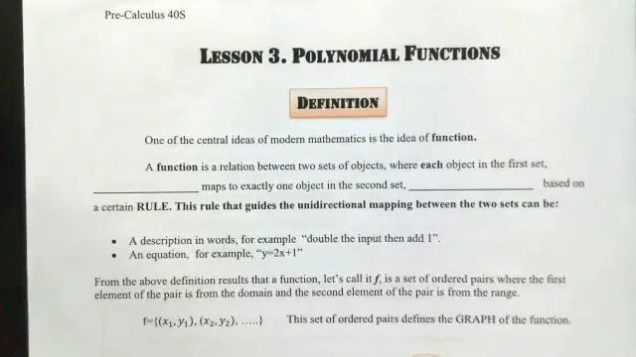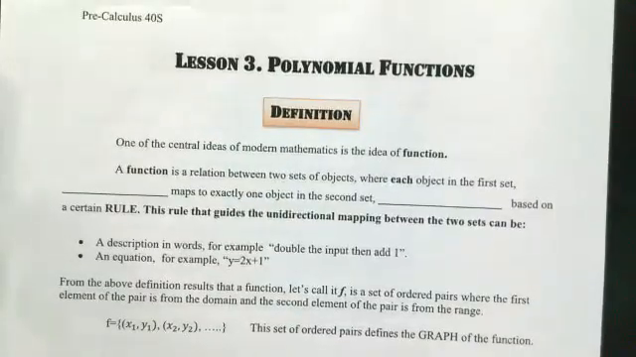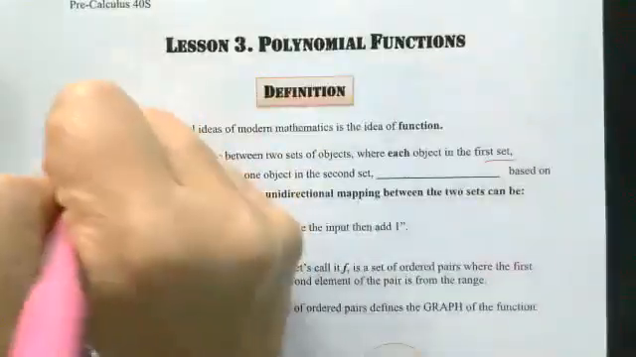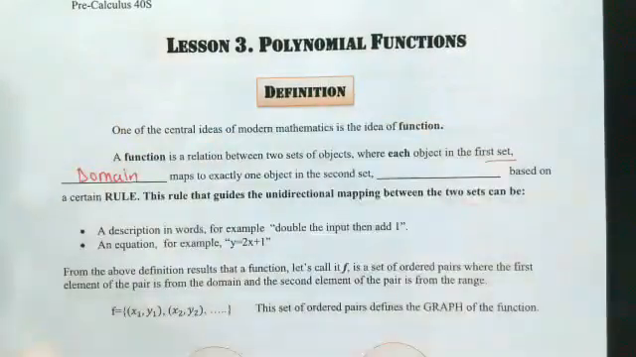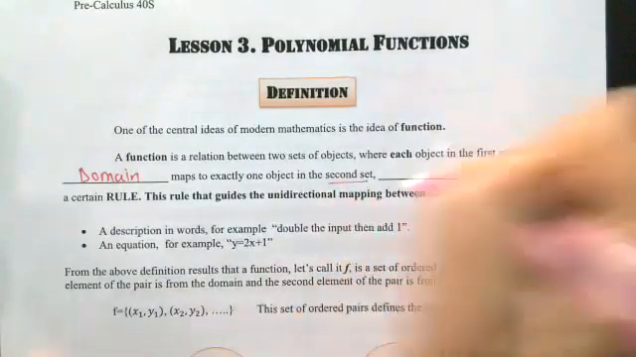Moving on to polynomial functions. We're going into some definitions for functions. One of the central ideas of modern mathematics is the idea of function. A function is a special kind of relationship between two sets of objects where we have a relationship that's directed from one object in the first set, called the domain, towards another object in the second set, and the second set is called the range.